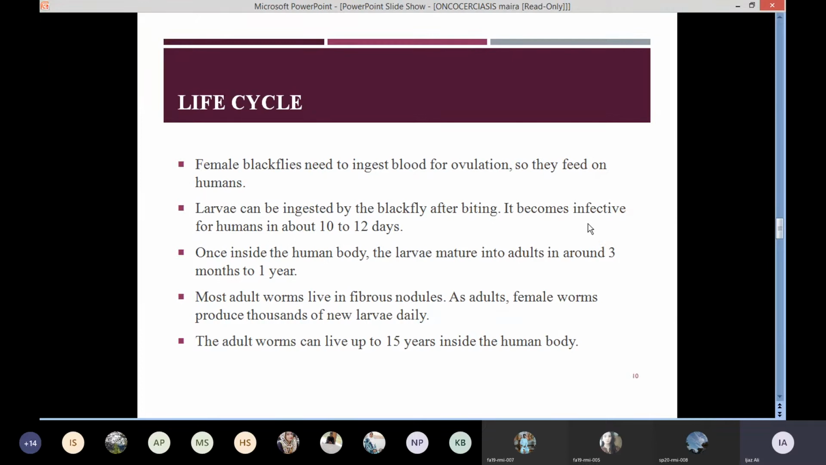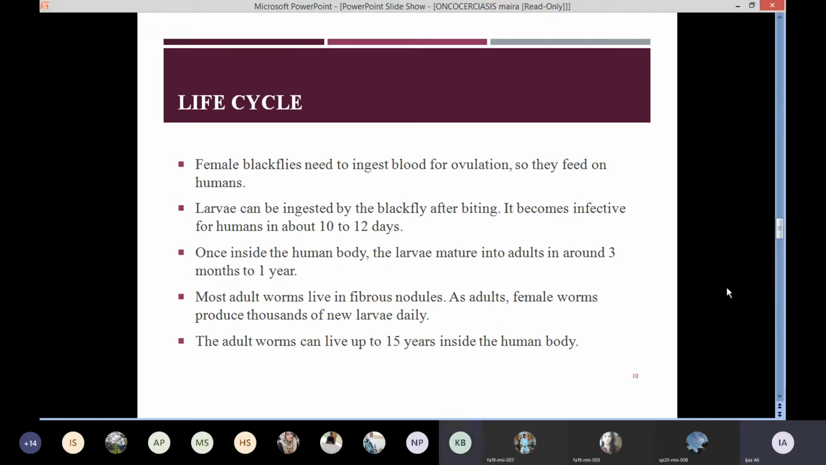Larvae can be ingested by the black fly after biting. When it bites a particular person, the larvae can be ingested during that biting. It becomes infective for humans in about 10 to 12 days. So it takes some time for the larvae in the fly to become infective, and the range is from 10 to 12 days.